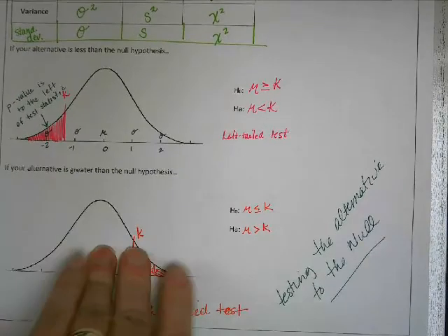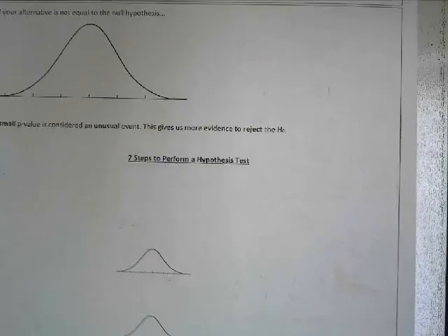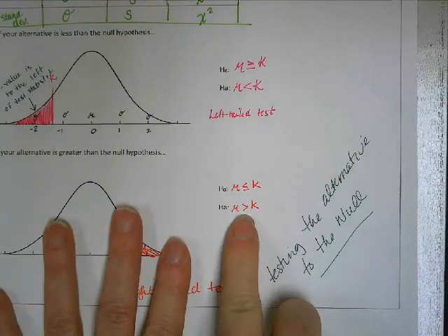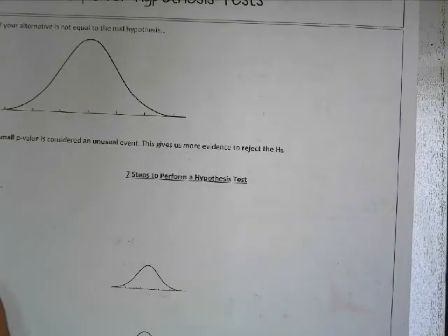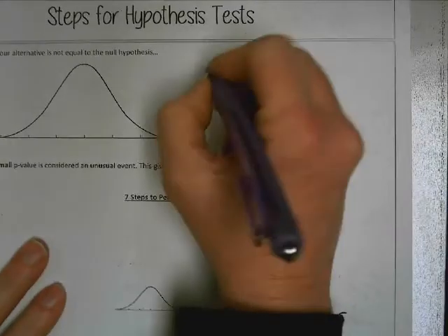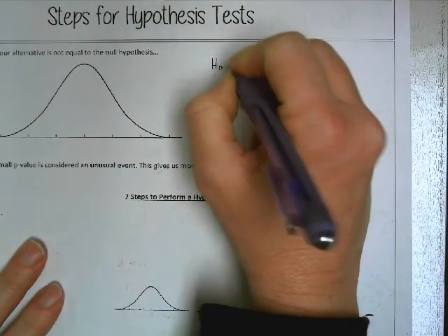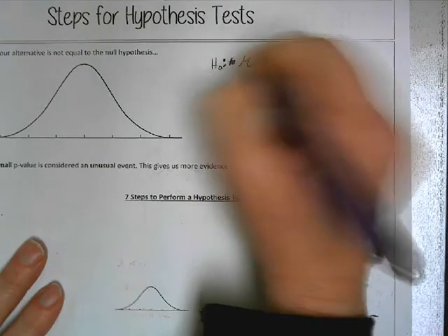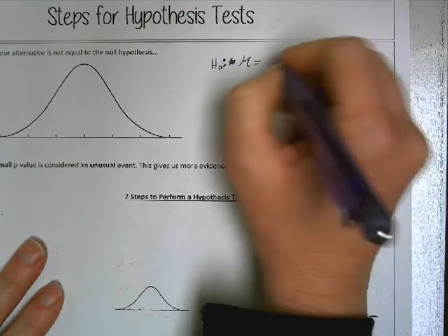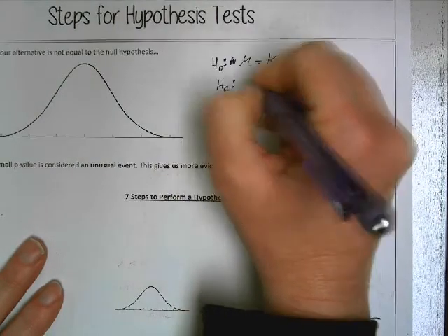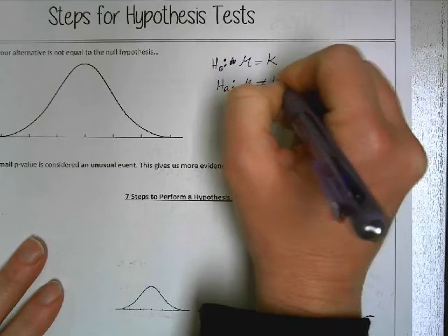All right, so at the top of the next page, our alternative has less than, greater than, and the only other option is not equal to. So we can have our null hypothesis be: the mean is equal to k. The alternative hypothesis would be the mean is not equal to k.